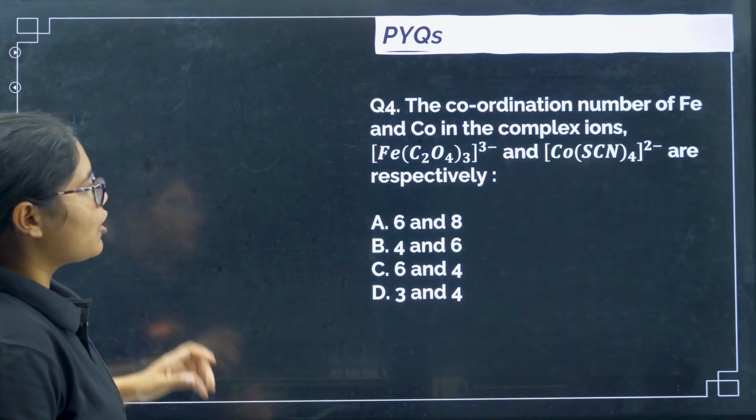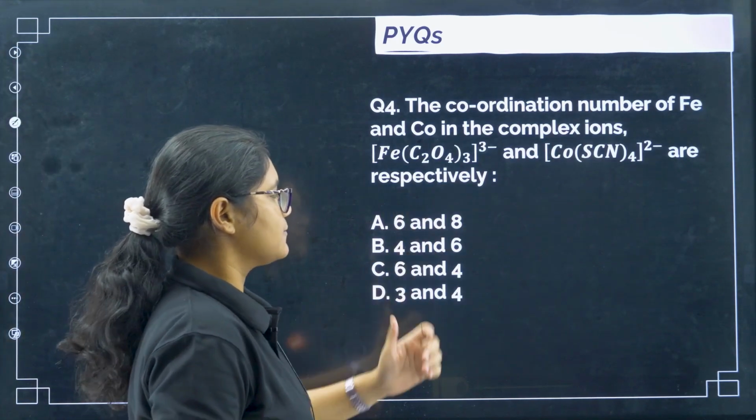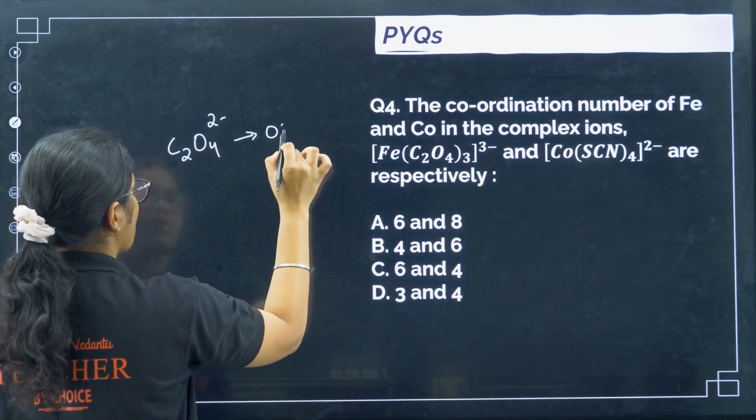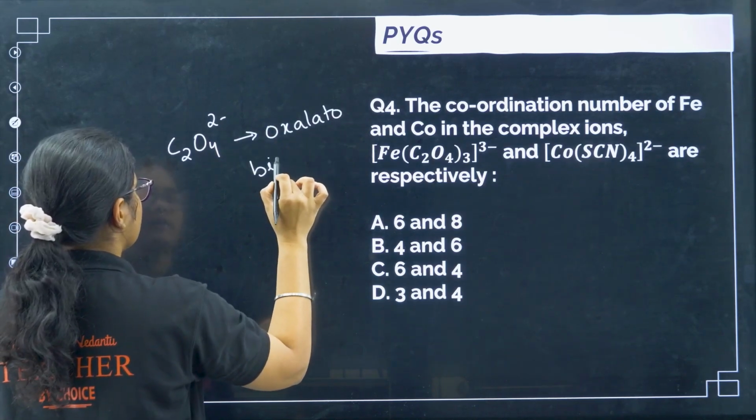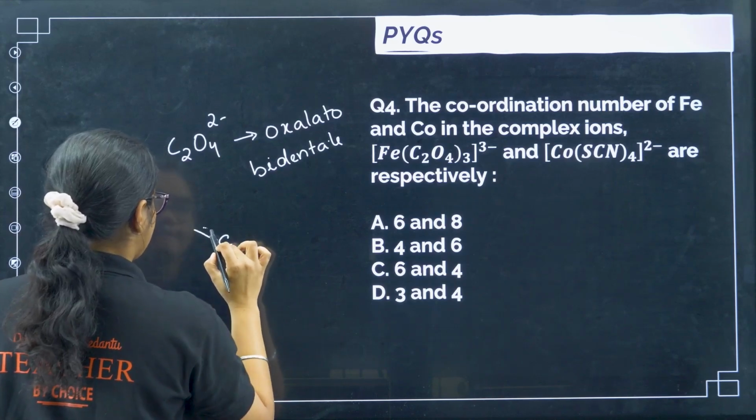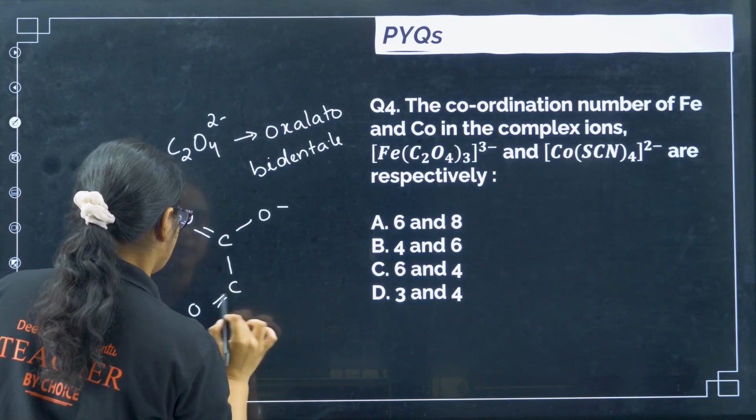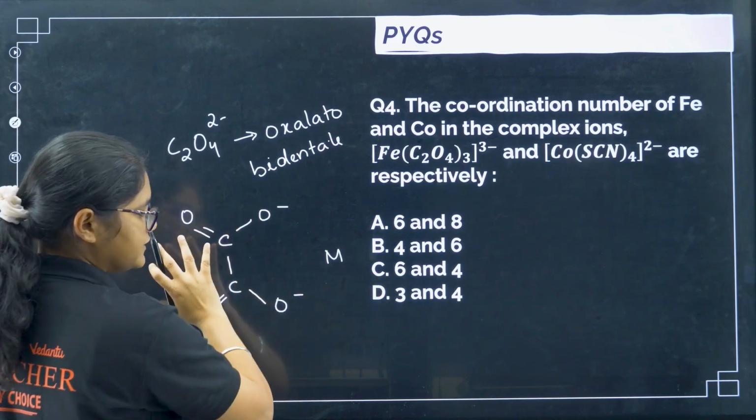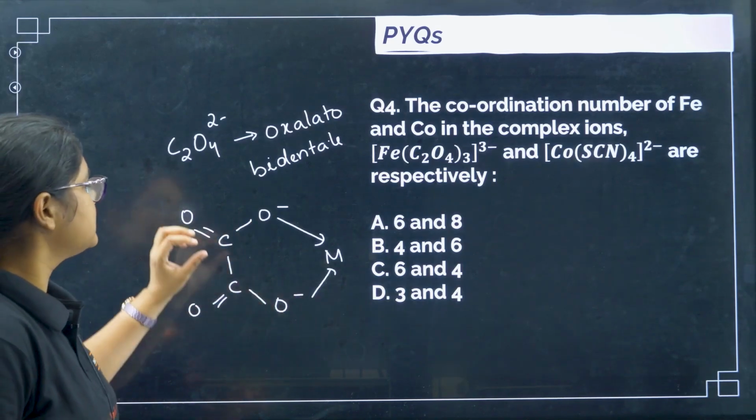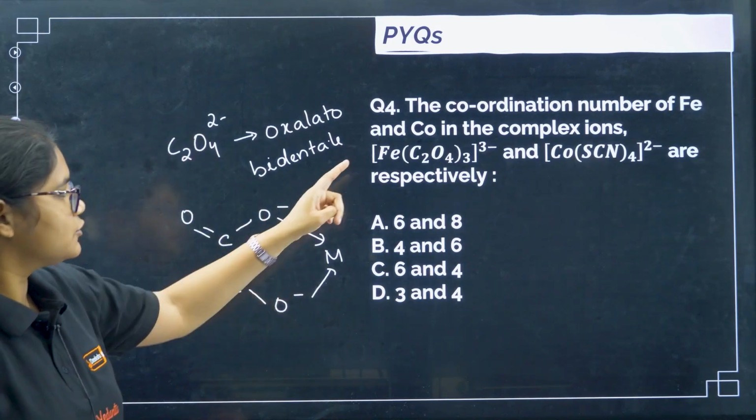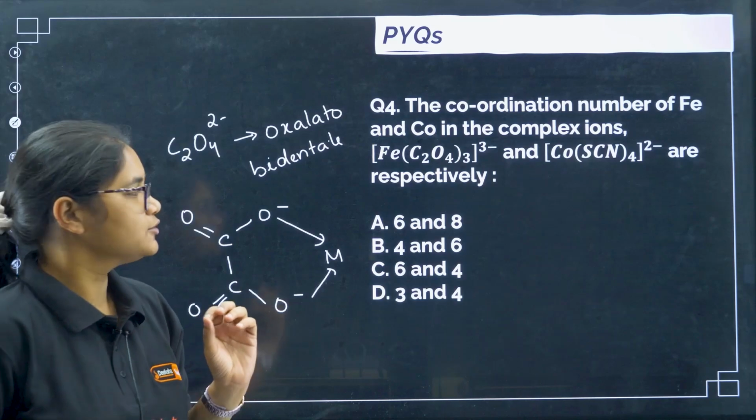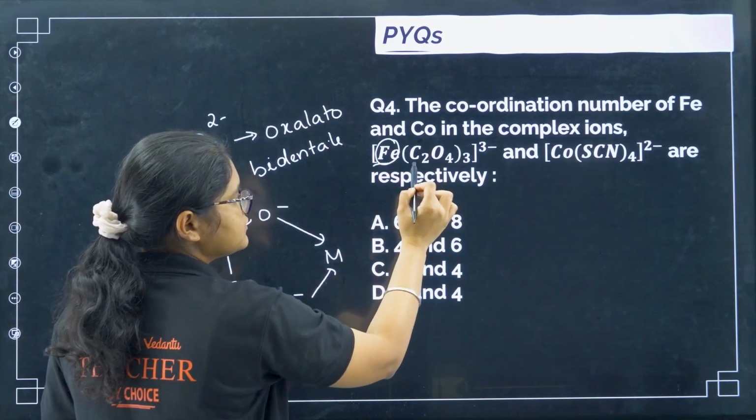Okay. Next, the coordination number of Fe and cobalt in the complex ions are. So here you have to remember certain things. C2O4, this is 2 minus, this ligand is called oxalato, and it is a bidentate ligand. It means the C2O4 structure, if you remember, is like this. You can just draw it like this. So when a metal is there, this oxygen forms a bond, and this oxygen also forms a bond with the metal. That is why it is a bidentate ligand. That means each C2O4 will form 2 bonds with the metal. So how many C2O4 are there? 3 C2O4. Each C2O4 is forming 2 bonds, so 3 C2O4 will form 6 bonds. So that is why Fe here has formed 6 bonds with 3 C2O4.